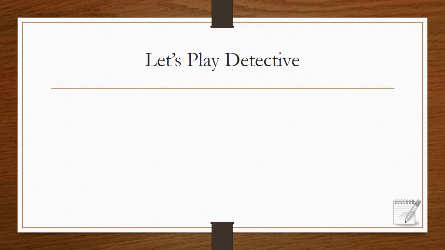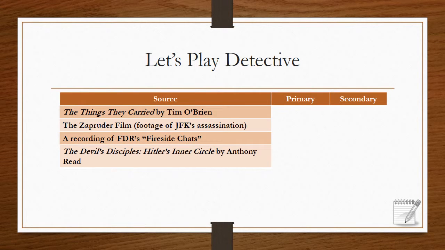Now, let's play detective and use what we've learned so far to identify some sources. Our first source is The Things They Carried by Tim O'Brien. And this is a memoir of Mr. O'Brien's time in Vietnam. So this is a primary source.